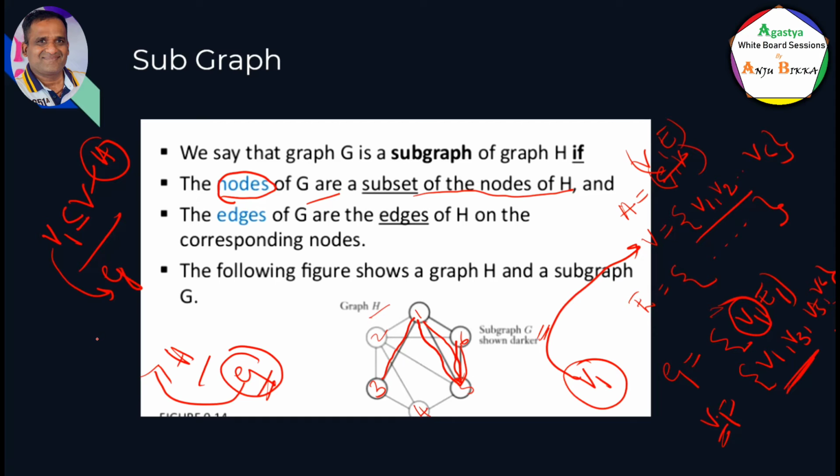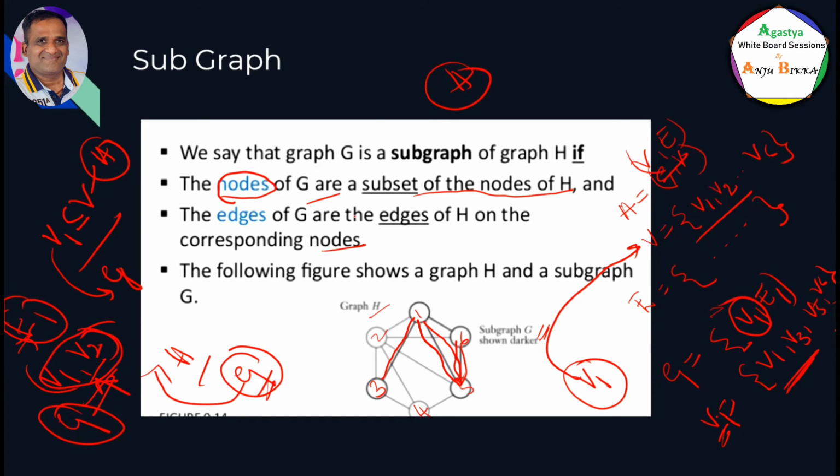The second point: whenever there is an edge between two vertices, for example V1, V2, in the graph G, there needs to be a corresponding edge in the graph H as well, on the corresponding nodes. The same way, if there is an entry V1, V2 in E1, the edges of graph G, definitely there needs to be an entry in H as well. That's what this means. The edges of G are the edges of H on the corresponding nodes.